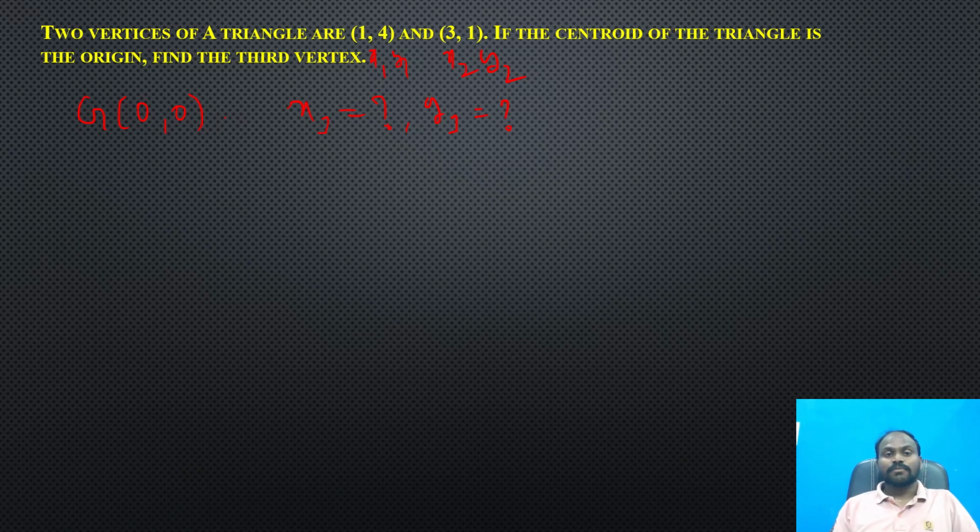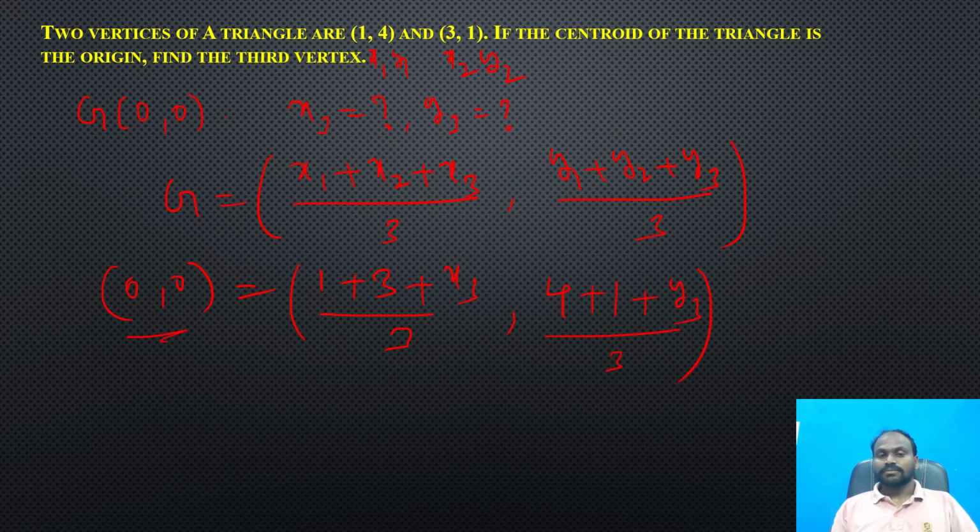So what is the centroid formula? The centroid G is equal to (x1 plus x2 plus x3) by 3, and (y1 plus y2 plus y3) by 3. So substitute. This is anyway (0, 0). x1 is 1, x2 is 3, and x3 we are going to find, by 3. And y1 is 4, y2 is 1, and y3 is what we are going to find, by 3. Now simply, since both are equal, equate it.